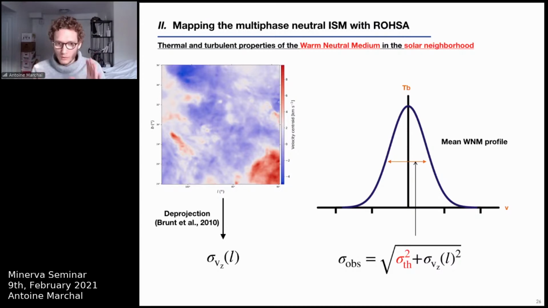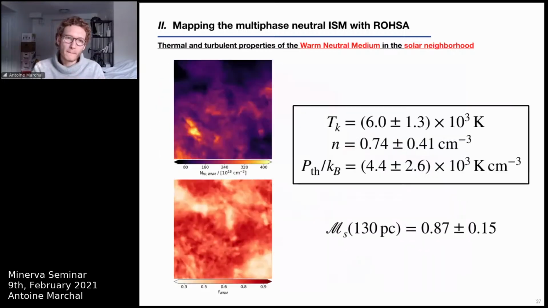Because we have a model of a PPV cube for the WNM, but this is still a combination, a quadratic sum of a thermal contribution and a turbulent contribution. So using the information we get from a 2D projected velocity field, we can subtract that from the information we have along the line of sight, along the v-axis of the PPV cube.